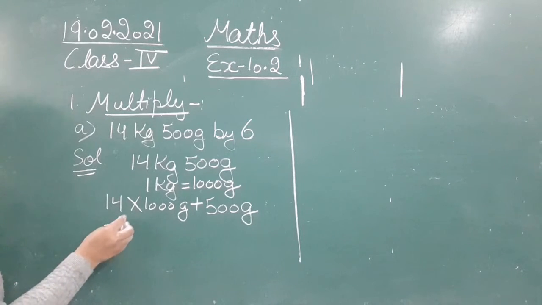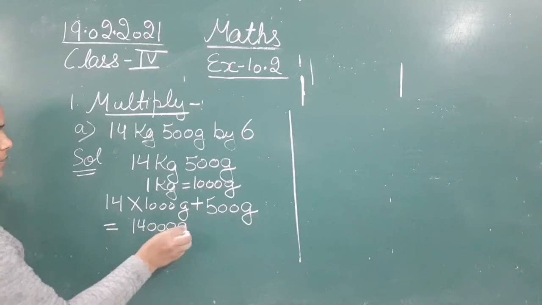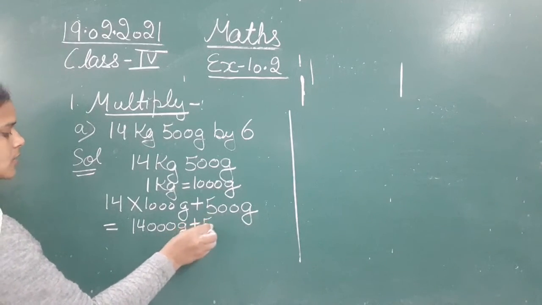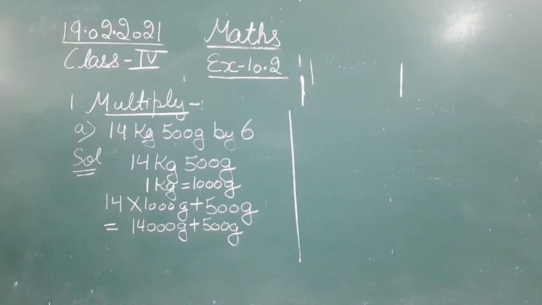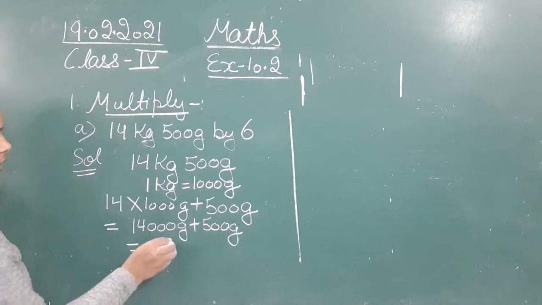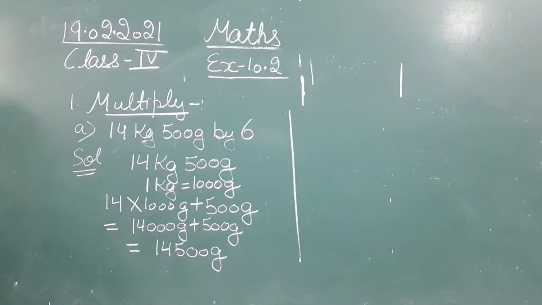So 14 multiplied by 1000 is 14,000 grams plus 500 gram. Now let's add them both. That is 14,500 gram. So first of all we have done the conversion. Now we have done the conversion.